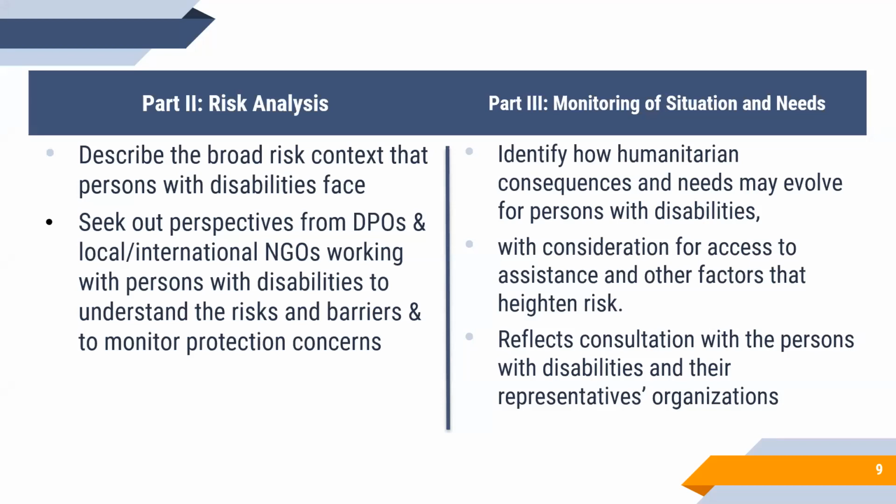When we are doing data analysis or data gathering, sometimes the situation is stable, but we need to understand how the situation could evolve, and when it evolves, how this will affect persons with disabilities. Also, we need to consider access to assistance, to what extent persons with disabilities will be able to access assistance in the future. And of course, we need to reflect the consultation that we will do with persons with disabilities and their representative organizations.